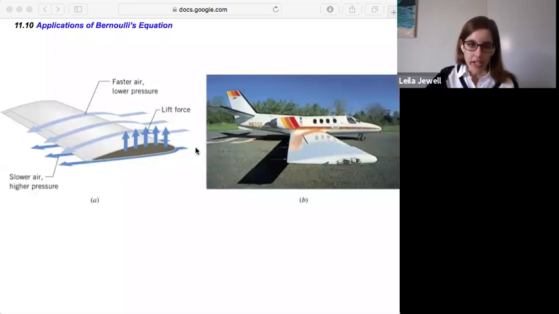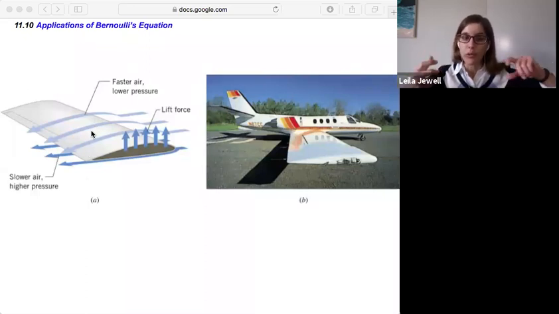What does that mean? Well, the air below can travel in a direct line, but above, it needs to bend around the wing. So it has to travel further, but it wants to meet up with the air again. So it's going to travel faster to meet up with the same air. So if the air above is traveling at a higher speed than the air below, that means faster air, lower pressure. We're creating a pressure difference where there's lower pressure above and higher pressure below.